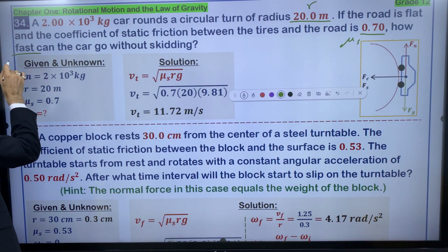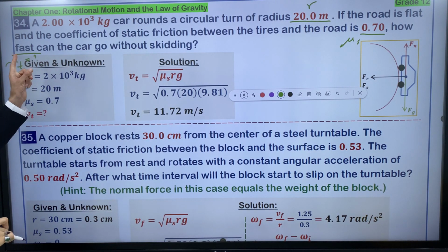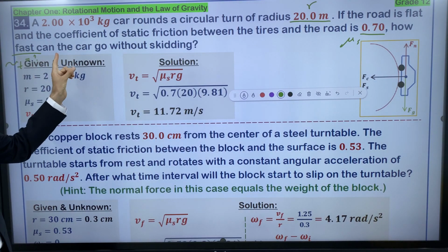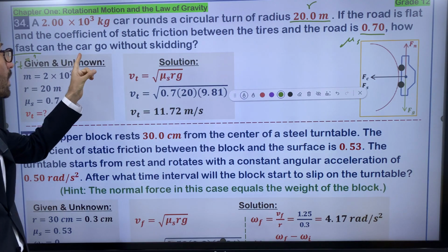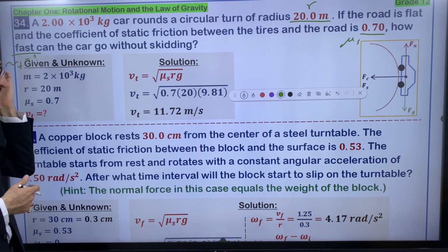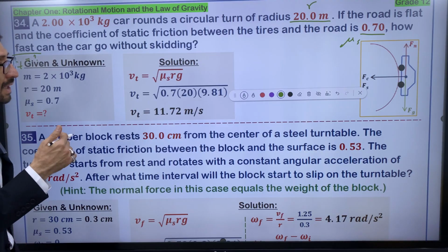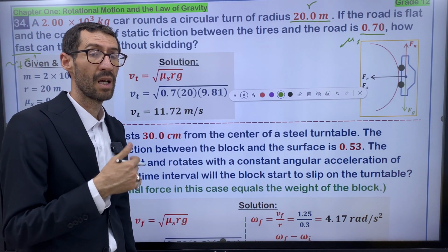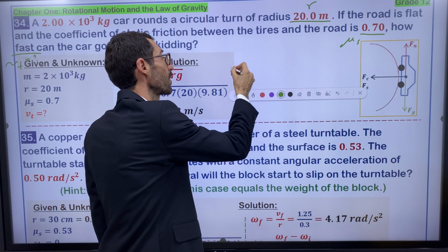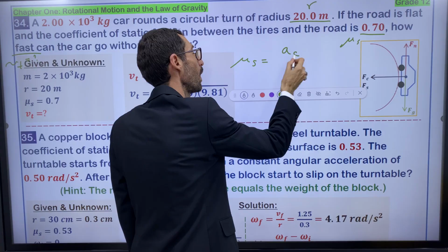How fast means velocity; tangential velocity is unknown. How fast can the car go without skidding, without sliding? We look for mu s. Let me jog your memory. We had the rule: mu s is equal to AC over G.